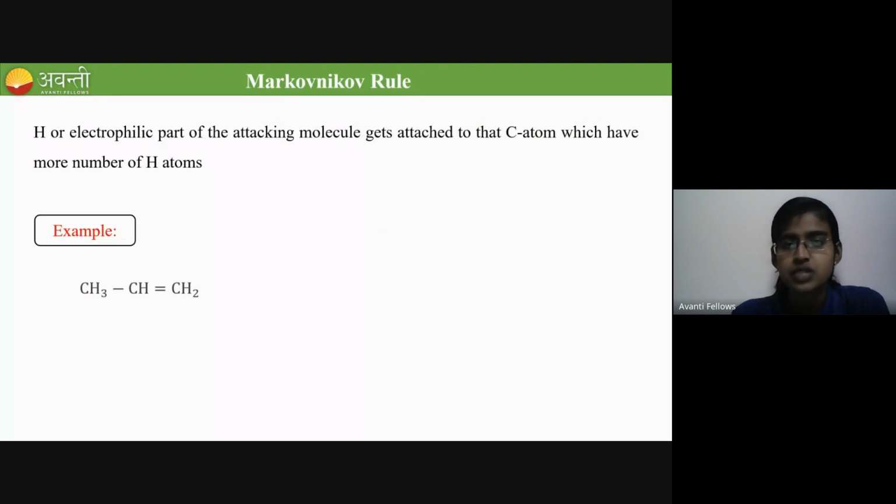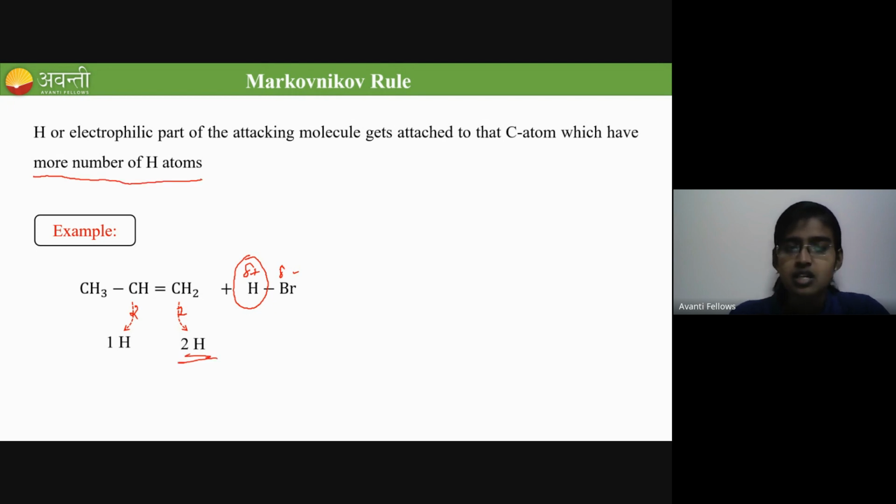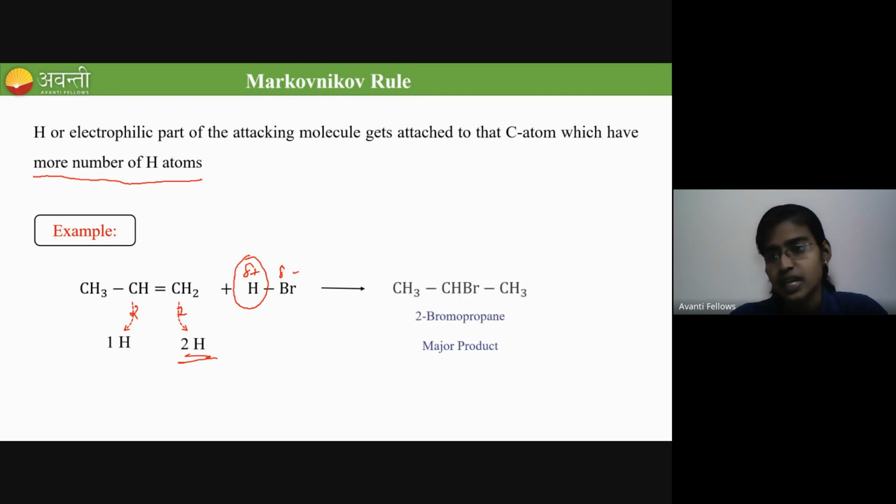So, in this example, you see propene is there. Take the double bonded carbons. The first carbon contains 2 hydrogens and the second carbon contains 1 hydrogen, right? Now, the electrophilic part, the hydrogen, is partially positive and the other part is partially negative. The hydrogen will go to the double bonded carbon which has more number of hydrogens. So, the first carbon has more hydrogens, so hydrogen goes there and bromine goes to the second carbon, leading to the major product, which is 2-bromopropane.